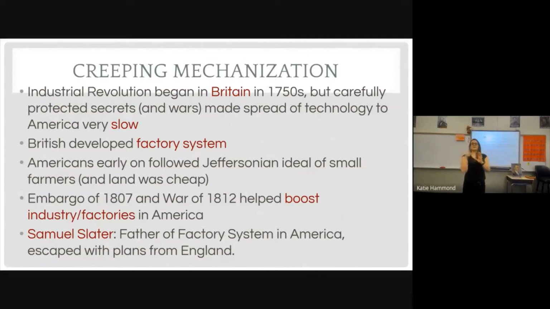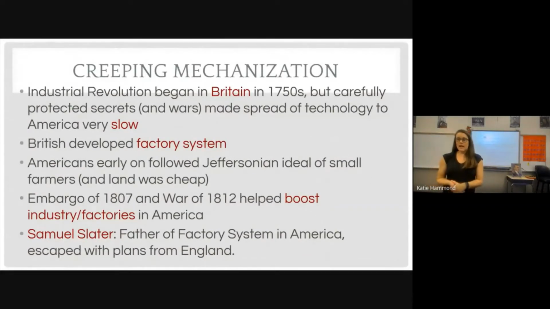A reason why it takes a lot longer than the 1750s is, again, the rules where you couldn't take the blueprints out anywhere in England. And also, England had some wars going on, like the American Revolution, War of 1812, all that kind of stuff. So that's another reason why it slowly made its way to America.